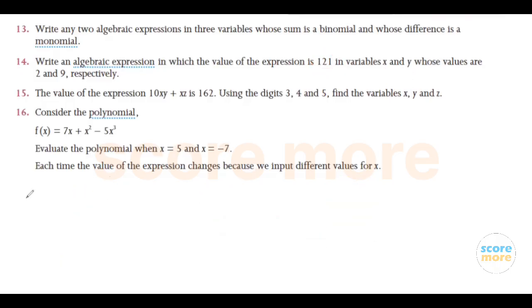Question number 15: the value of the expression 10xy plus xz is 162. So 10xy plus xz is given as 162, and we have to use the digits 3, 4 and 5 to get the values of x, y and z. It can be different values also. It may be possible that x is 3, y is 4, z is 5, or x is 4, y is 3, z is 5. Any combination is possible.